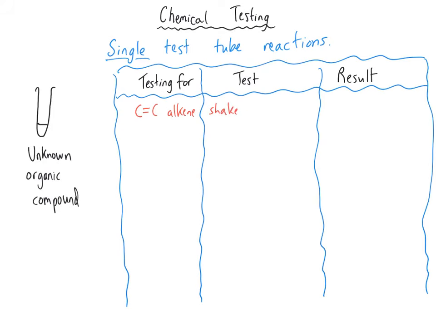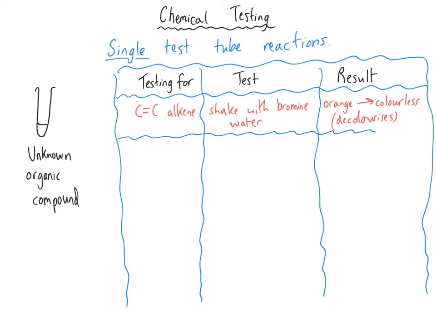You shake it with bromine water, and the result is that the colour changes from orange to colourless, or quite simply, it decolorizes. It does depend on what you're asked in the question, whether you're asked for the colour change or whether you're asked for the observation. Because if you're asked for the colour change, what they're asking you is to demonstrate your knowledge of what the starting colour will be, not just the final colour.